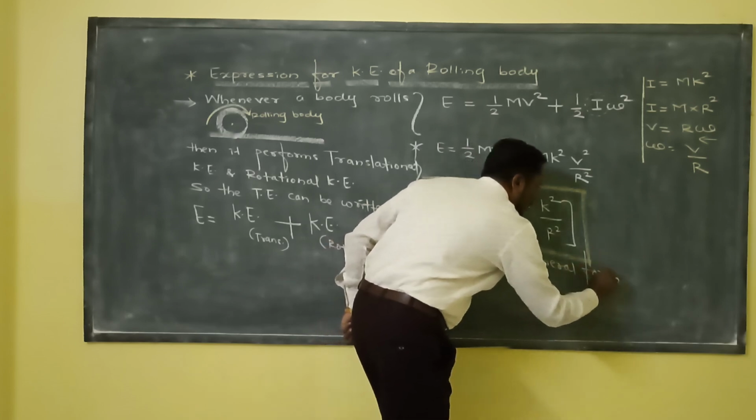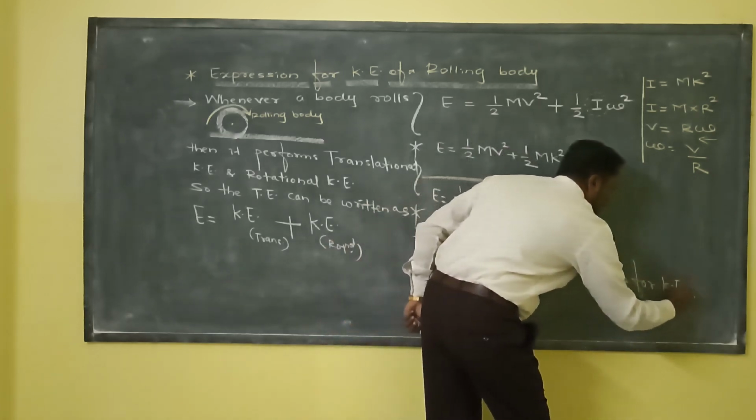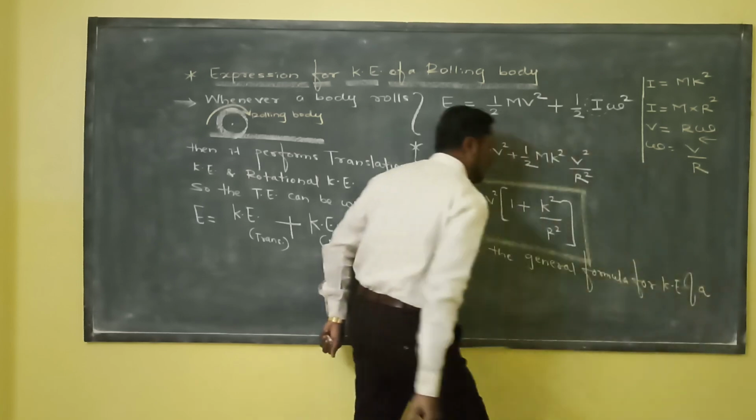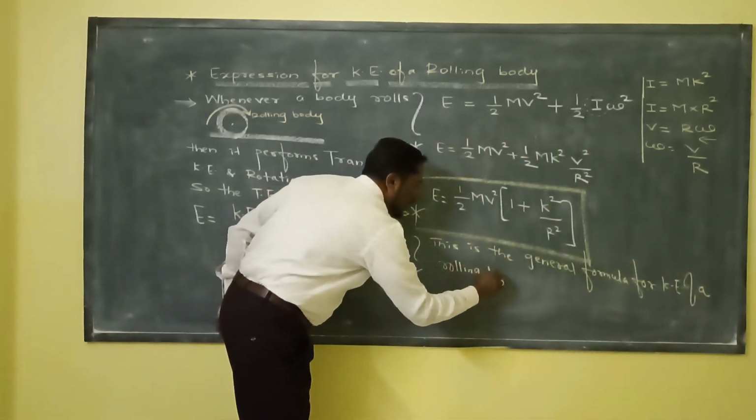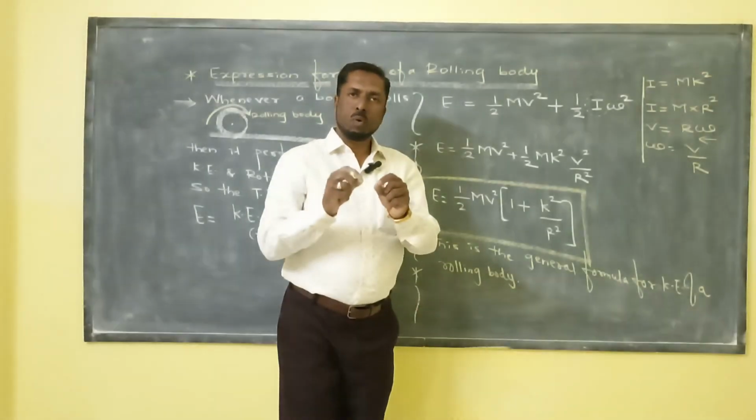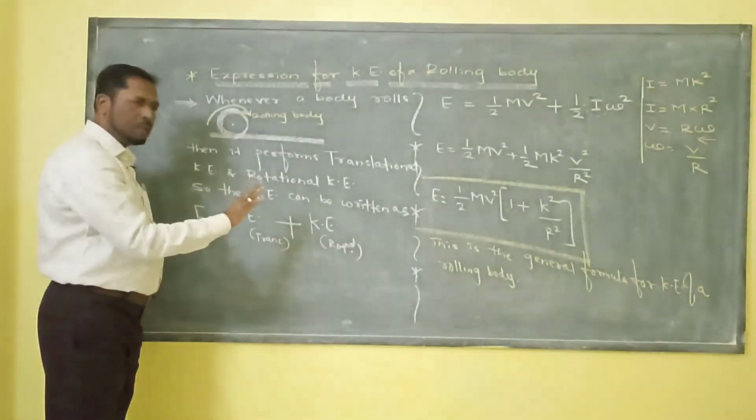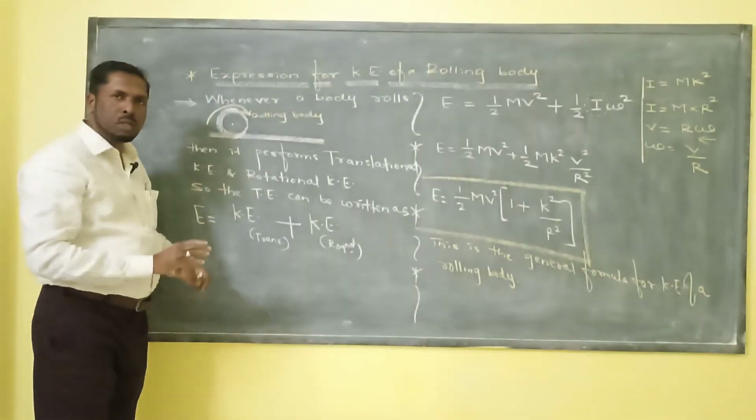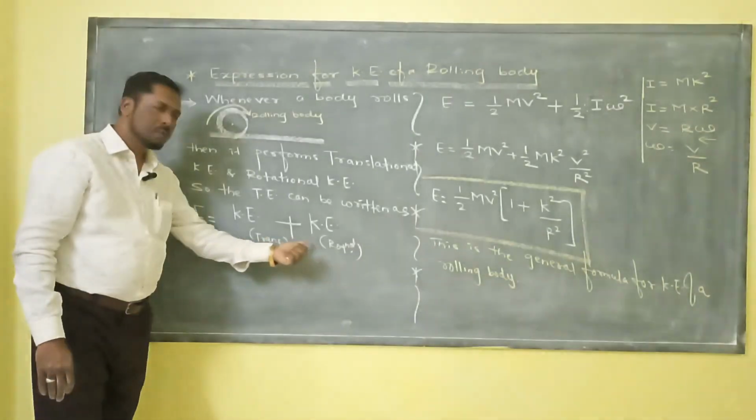This is the general formula for kinetic energy of a rolling body. Okay, how to remember it? Whenever a body rolls, it performs two types of kinetic energy. One is translational, another is rotational. So total kinetic energy is the sum of translational plus rotational.